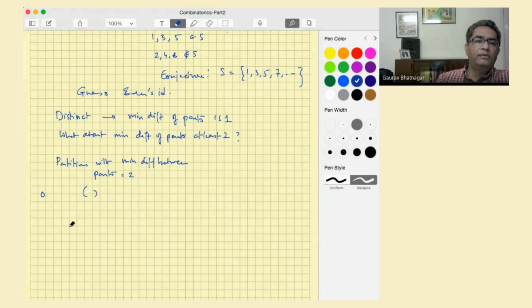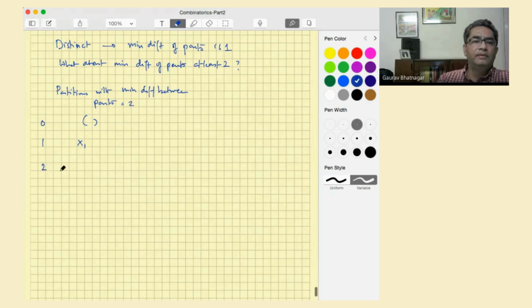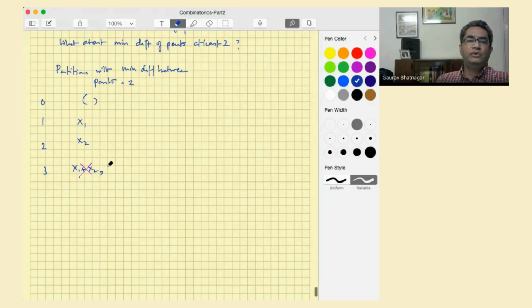So 1 is okay, x1. For 2, I can't have 2x1, but I can have x2. For 3, I can't have x1 plus x2, because the minimum difference is 1 and I need a minimum of at least 2. So I have x3.